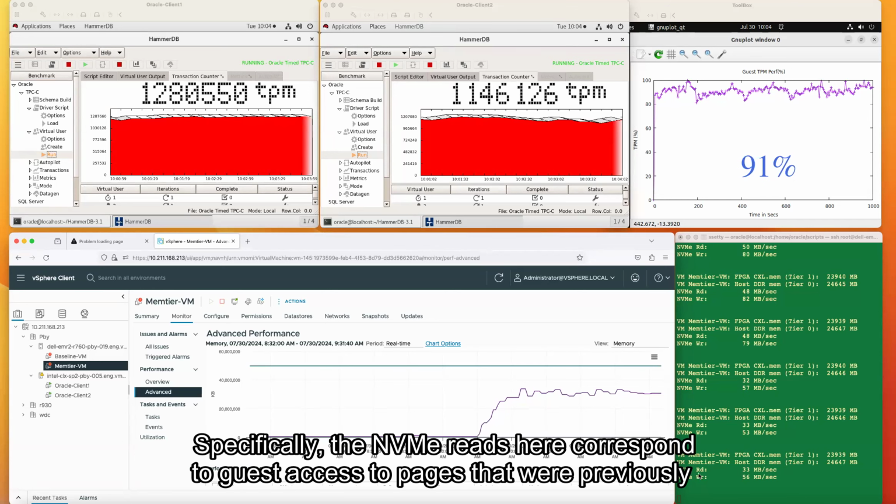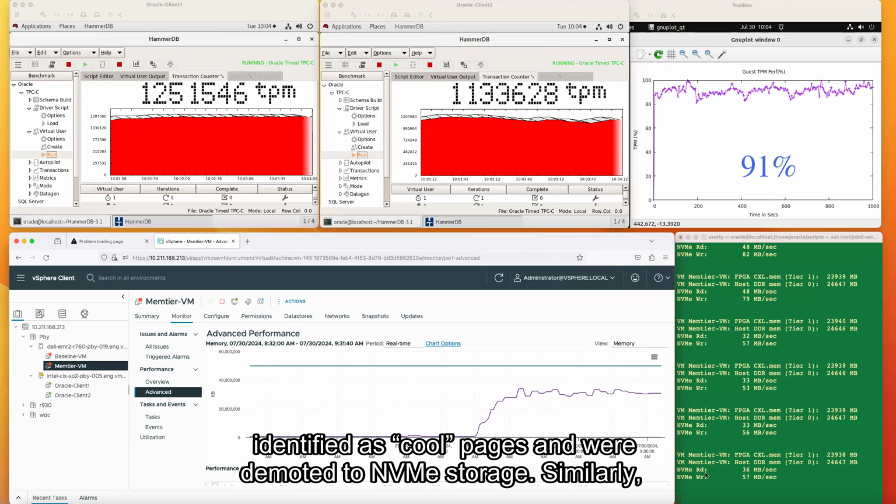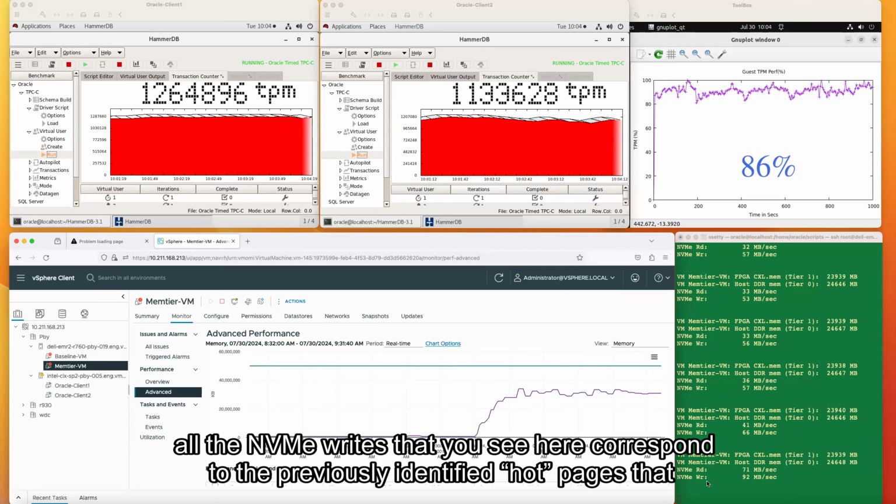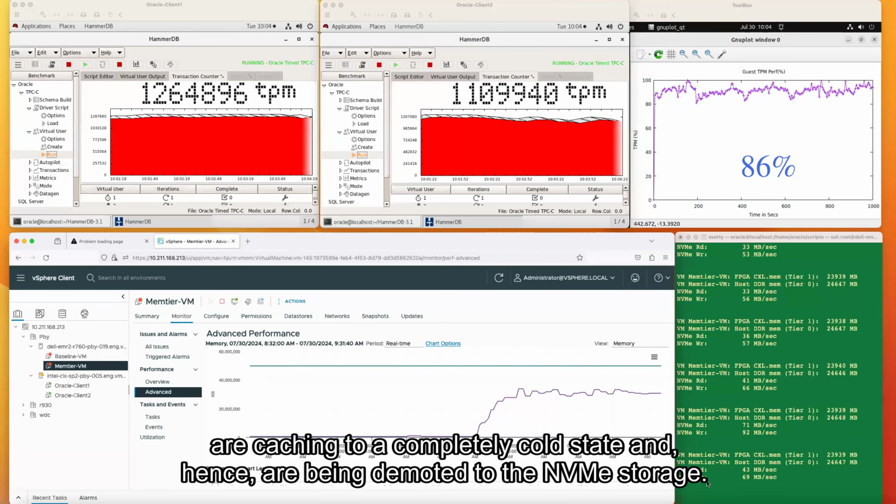Specifically, the NVMe reads here correspond to the guest access to the pages that were previously identified as cold pages and were demoted to the NVMe storage. Similarly, all the NVMe writes that you see here correspond to the previously identified hot pages that are transitioning to a completely cold state and hence are being demoted to the NVMe storage.